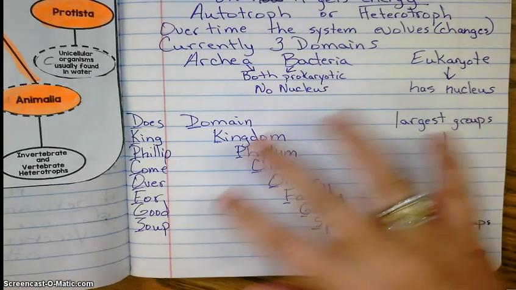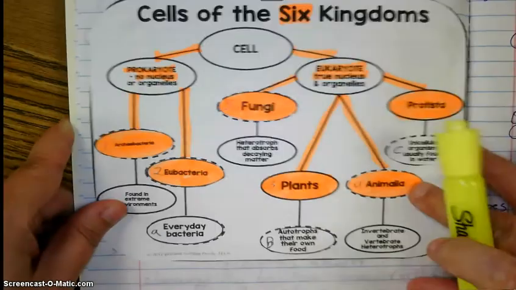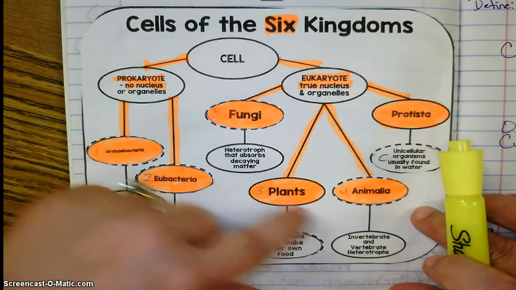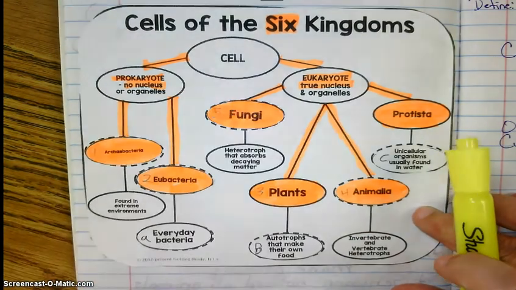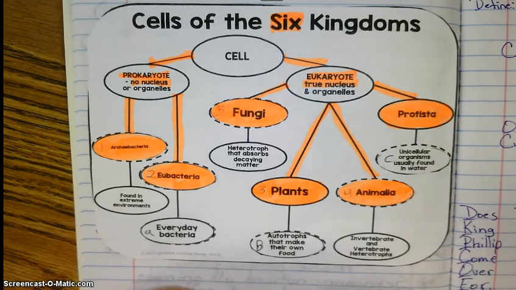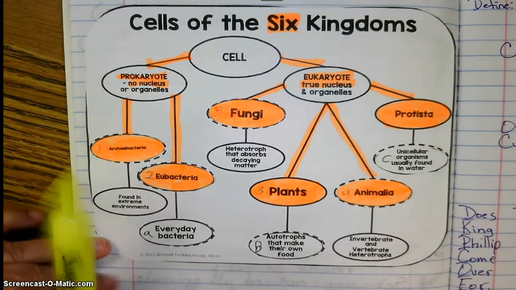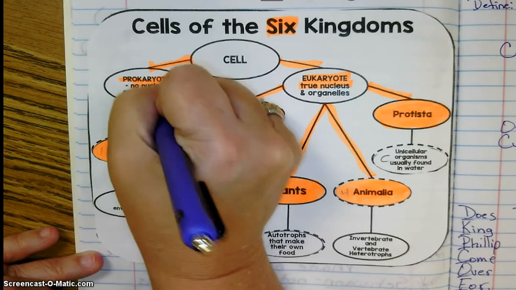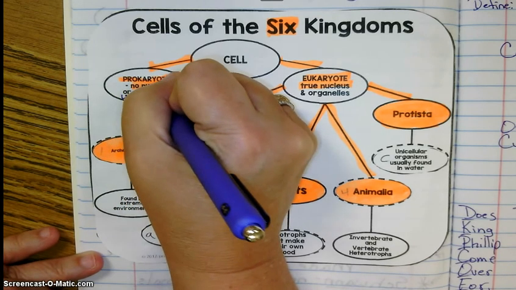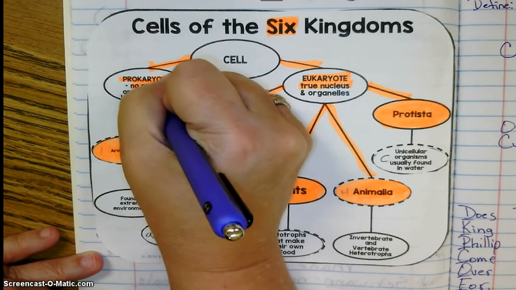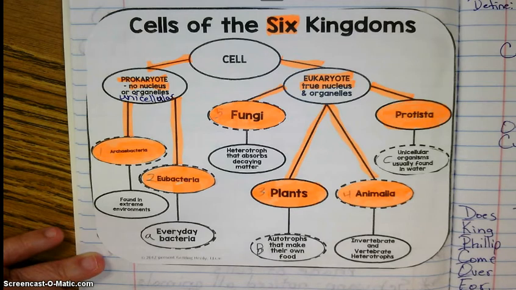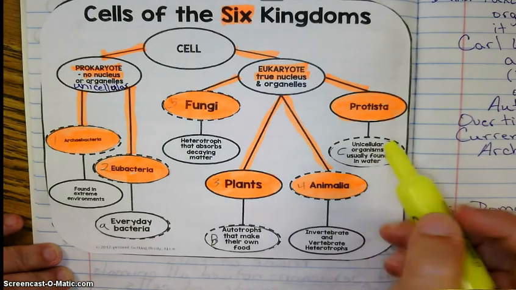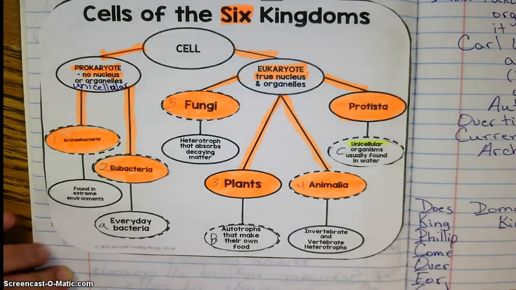Turning to page 8, we have our 6 kingdoms: archaebacteria, eubacteria, fungi, plants, animals, and protists. You need to also write in the word unicellular under prokaryote, and you need to highlight that protista are also unicellular.